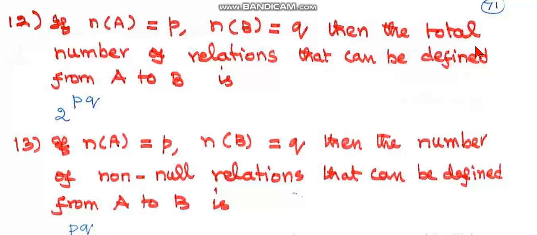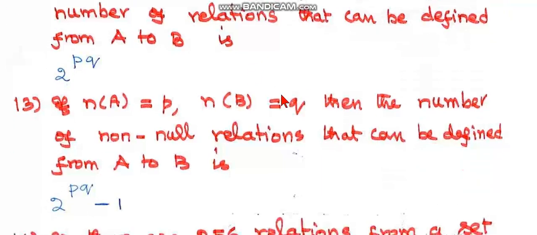Every relation is a subset of A cross B. The number of elements in A cross B will be PQ. So the number of subsets will be 2 to the power of PQ. So the number of relations will be 2 to the power of PQ.